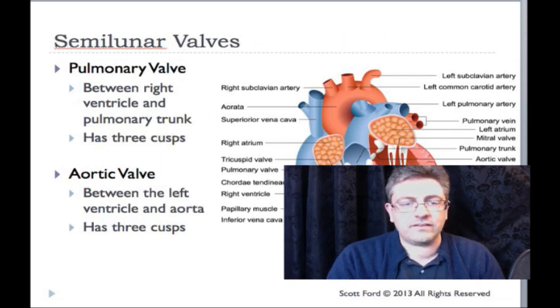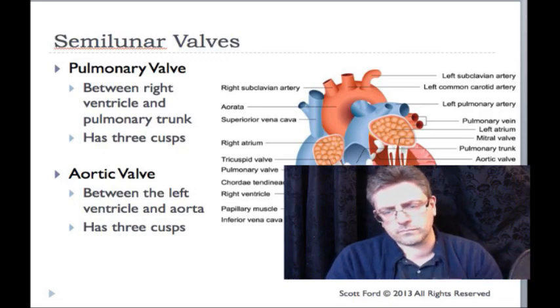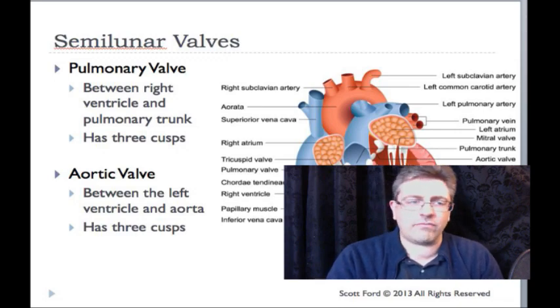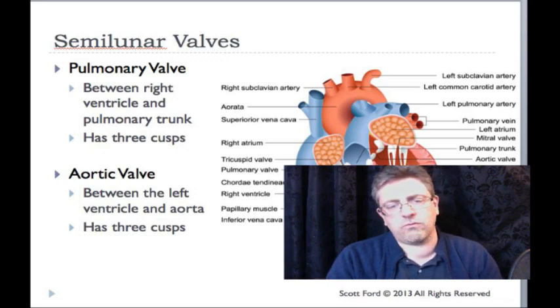Then we have the semilunar valves. The semilunar valves are found, again, between the ventricles and the rest of the body. We have 2: the pulmonary valve and the aortic valve. The pulmonary valve is between the right ventricle and the pulmonary trunk. It has 3 cusps. And the aortic valve is between the left ventricle and the aorta and has 3 cusps.